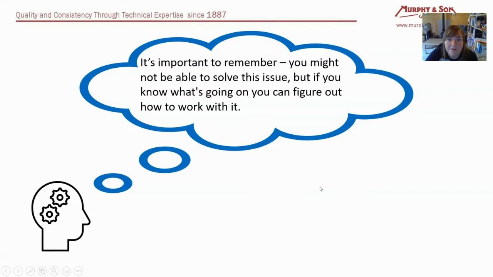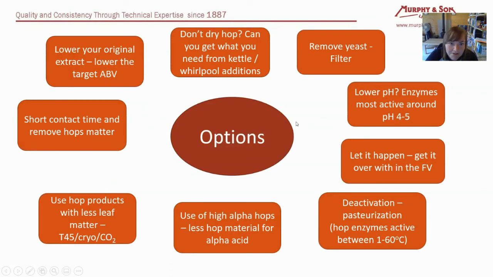So it's important to remember that you might not be able to solve this issue, but if you know what's going on, you can figure out how to work with it. So just a few options to think about. You can do things like lower your original extract and lower your target ABV. This sort of links up with my let it happen, get it over with in the ABV option. If you know that it's going to raise the ABV, then just let it happen and let that be your new target. Maybe don't dry hop. Can you get away with what you need in the kettle and whirlpool additions? Remove yeast with a filter.